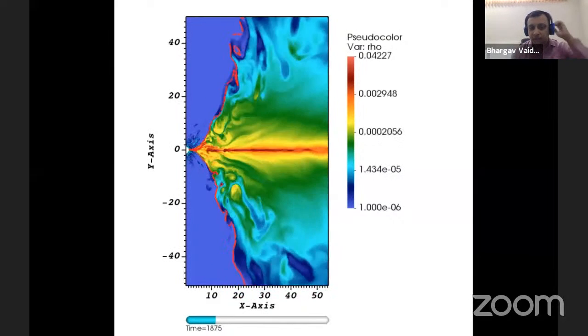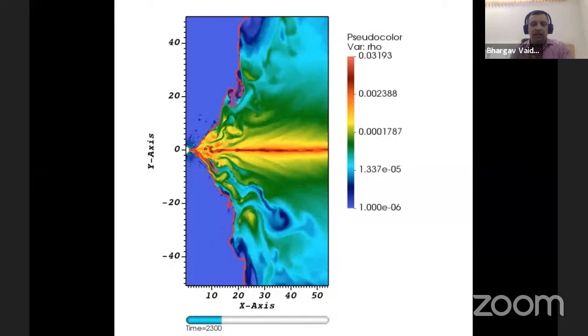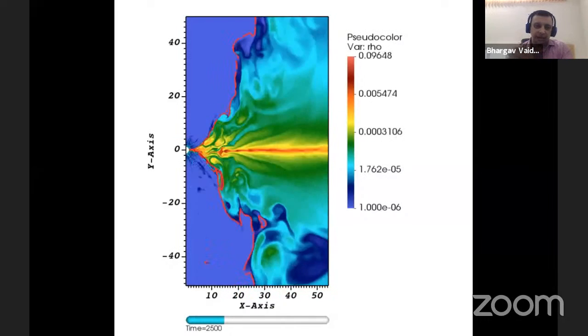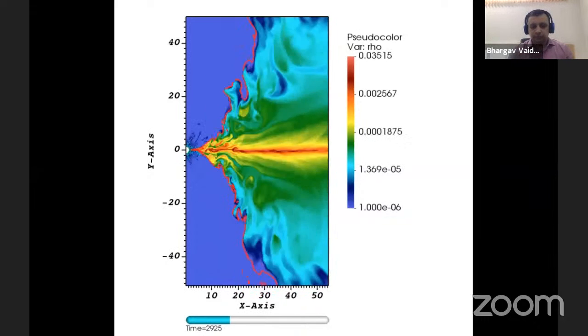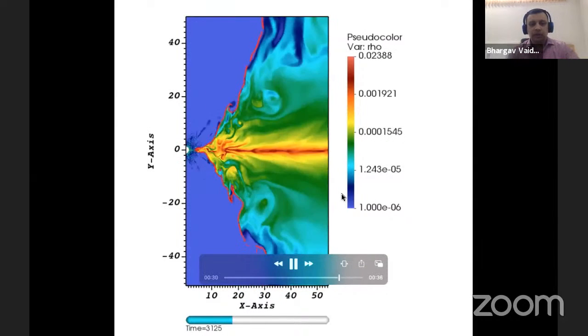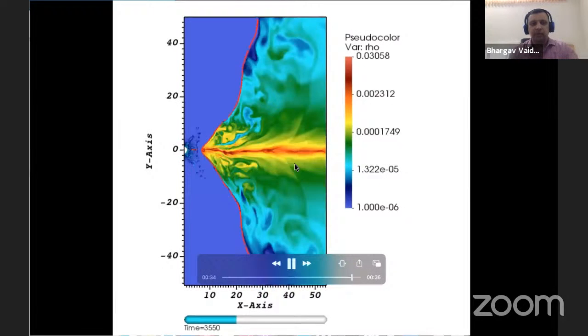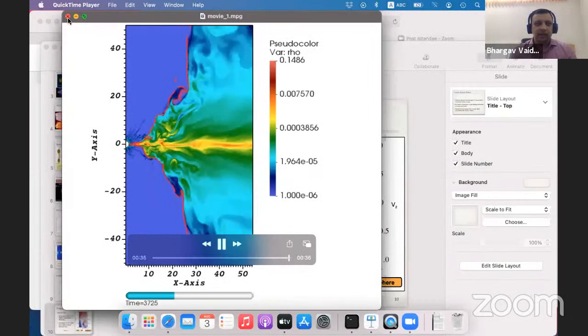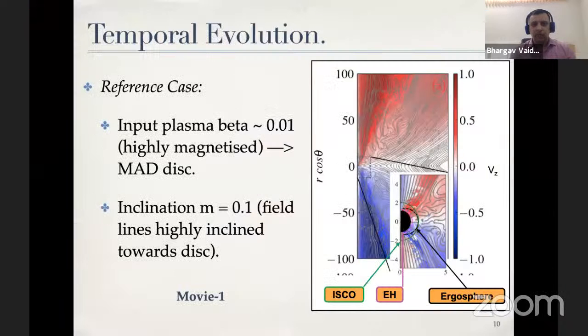So here you can see how the disk is basically getting detached from the central black hole, and then again getting accreted back inwards, and so on and so forth. So it's getting detached and again getting accreted, and so on. It basically keeps on continuing like this, and you basically have a much wider picture.